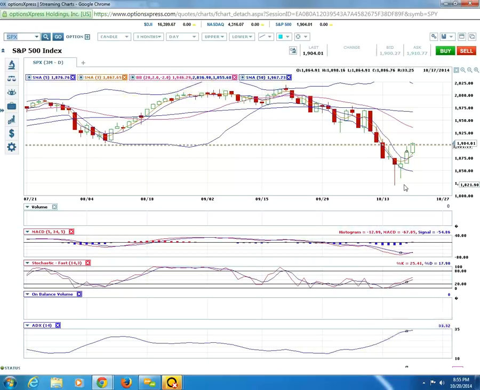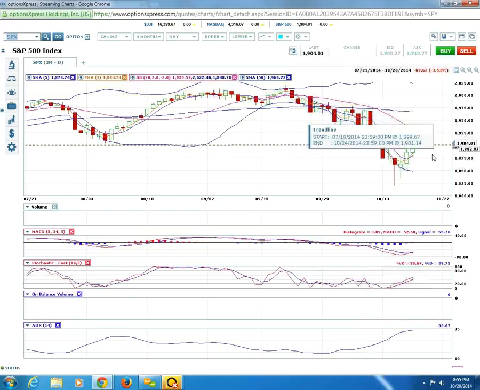And then we had our turnaround on Friday. Today we popped up. We are right above this line here, which was our resistance level. We closed right there on it. We closed at 1909. We went as high as 1905 today. So we need a close above 1909 to really see a change in the market.